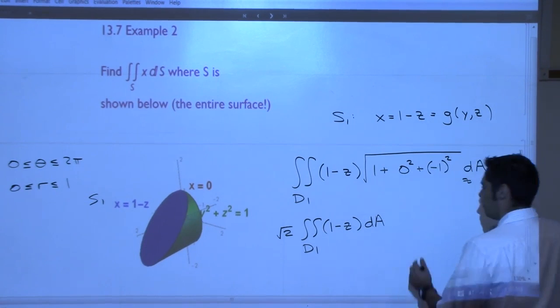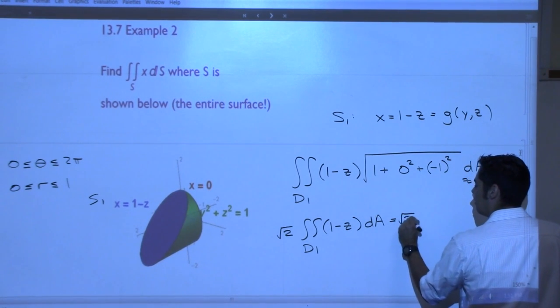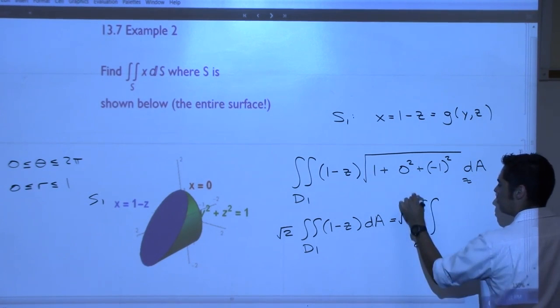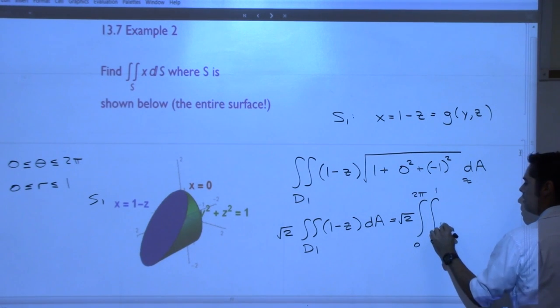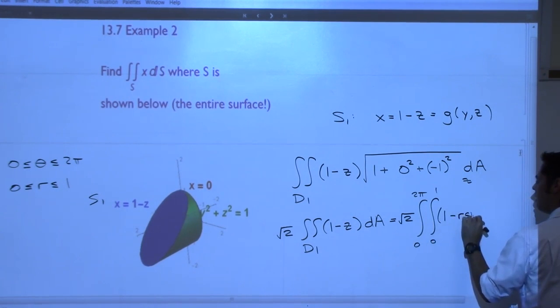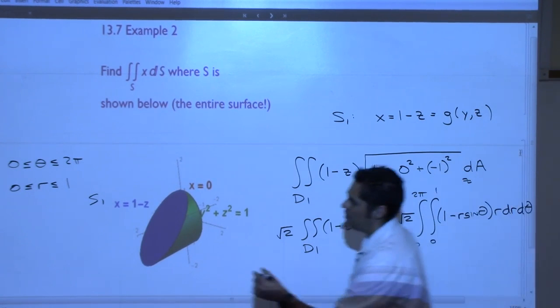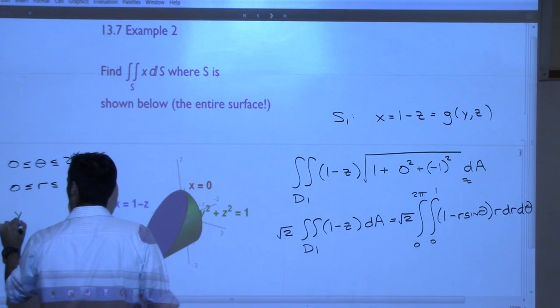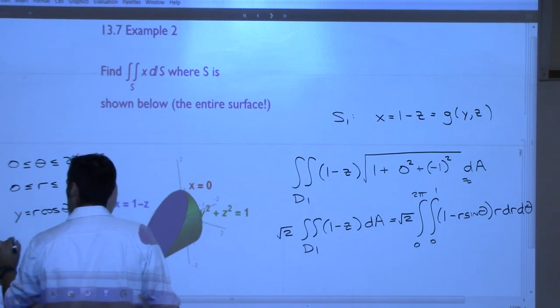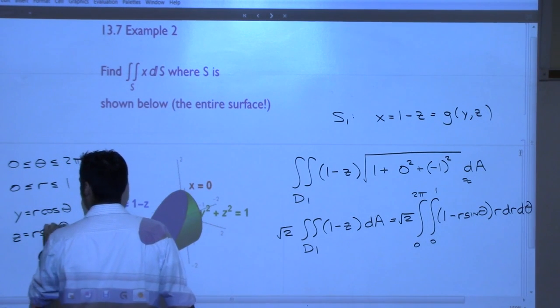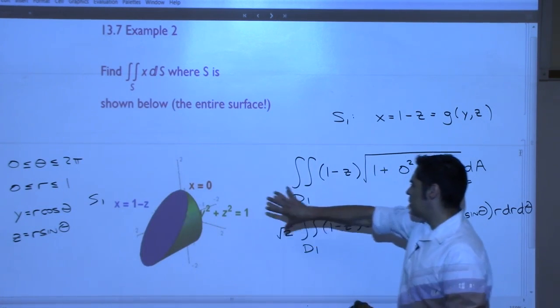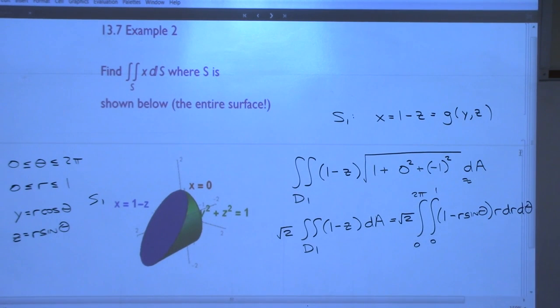I'm getting nods of approval, which is why I'm continuing here. Root 2 integral, now I'm going to change it: 0 to 2 pi, 0 to 1, 1 minus r sine theta, r dr d theta. Remembering that we are going to let y be equal to r cosine theta, let z be equal to r sine theta, because our region projected down onto the yz plane is polar, and it's in the yz plane, not in the xy plane. And then you could distribute through, right? And integrate.